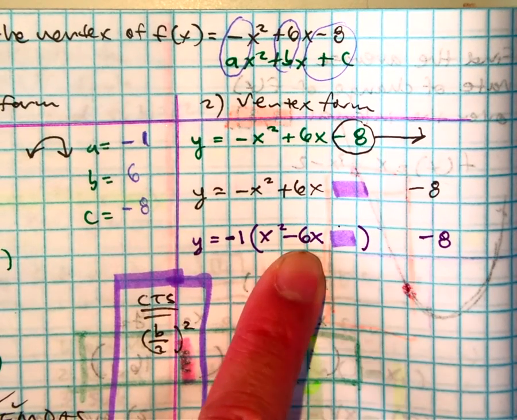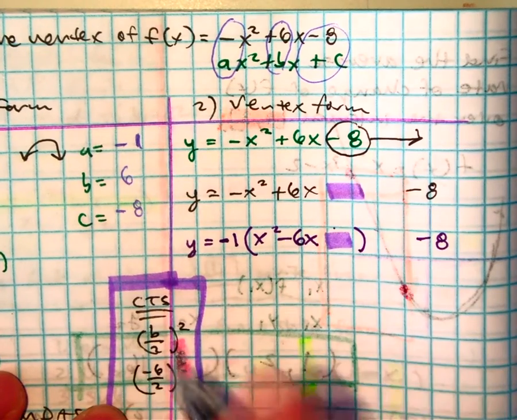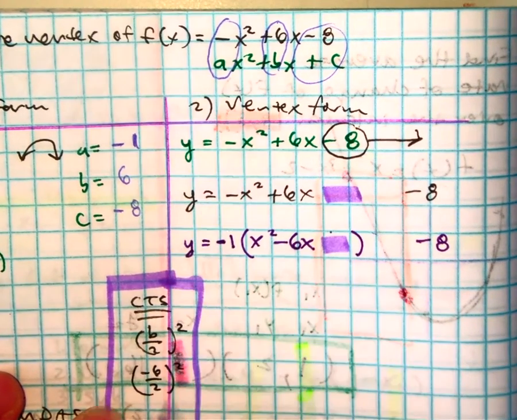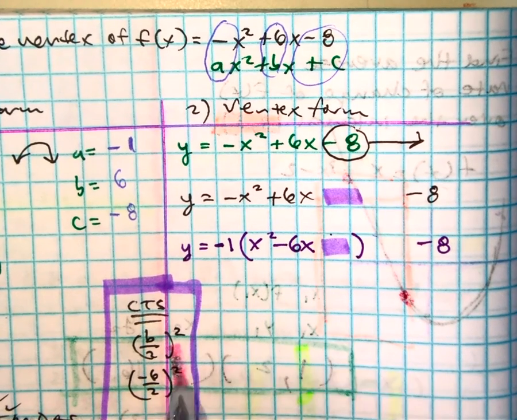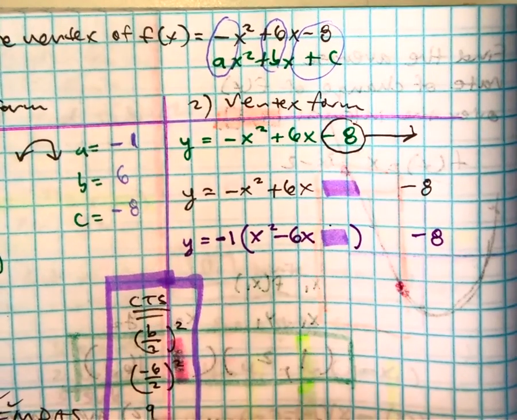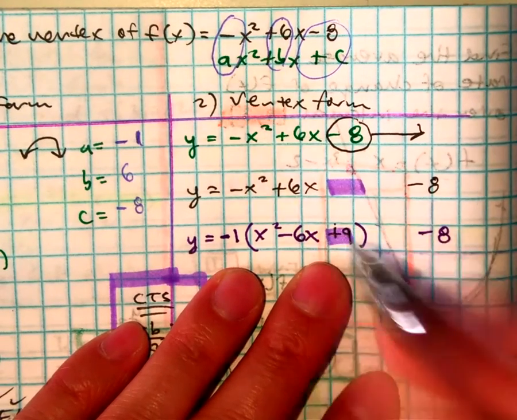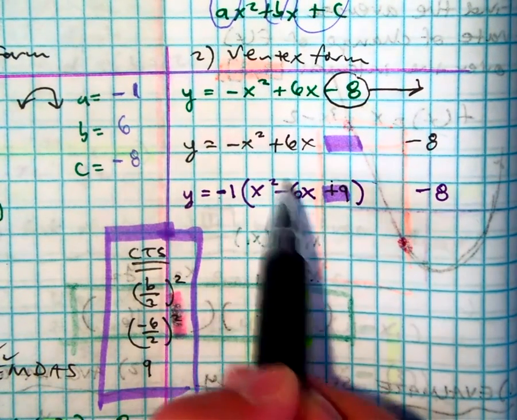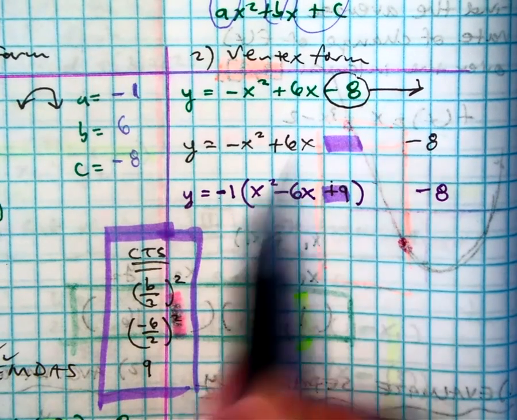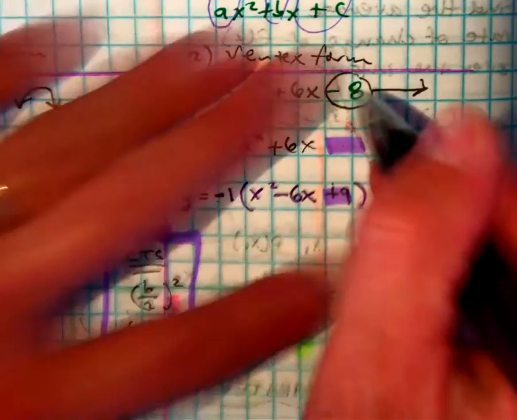Everyone say inside? Inside. So I have negative 6 divided by 2 squared. Class, negative 6 divided by 2 is? And negative 3 squared is? Positive 9. I'm going to put a positive 9 here. Just watch. Negative 1 times x squared is negative x squared. Negative 1 times negative 6x is positive 6x. Negative 1 times a positive 9 is? Negative 9.